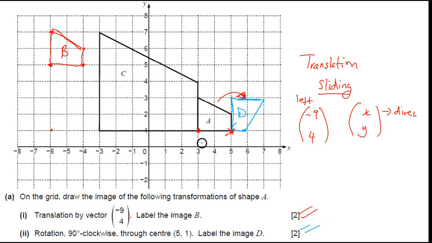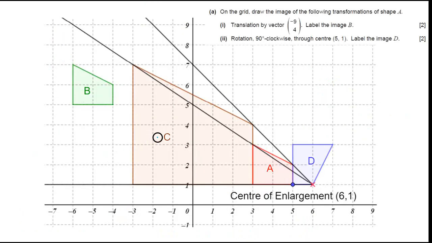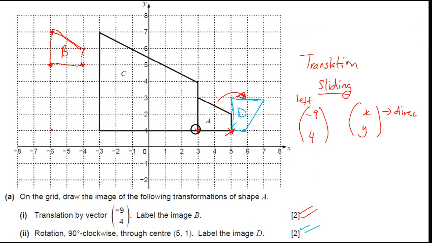There's something else that is interesting. If you look at C, I think that's the next question in your paper there. They are asking you to describe fully the single transformation. I've done it on this side, but I'm just going to go back. So if you look at A onto C, that is obviously an enlargement. You agree? For writing enlargement, you'll get 1 mark.